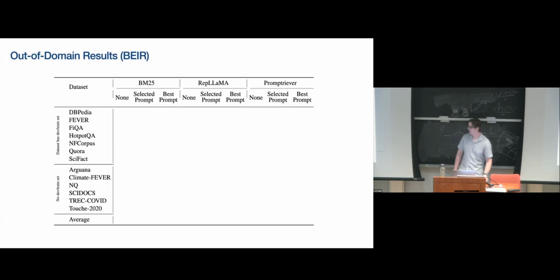Cool, so this is a very complicated table. Sorry I didn't have time to put this into a nice plot. But at the top we have BM25, RepLlama, and Promptriever. And then I'm going to show with no prompt. Selected prompt means the one that was the best on the dev set. And then best prompt is the Oracle best of the 10. And so the data sets at the top left do have dev sets, and the data sets in the bottom left don't have dev sets.